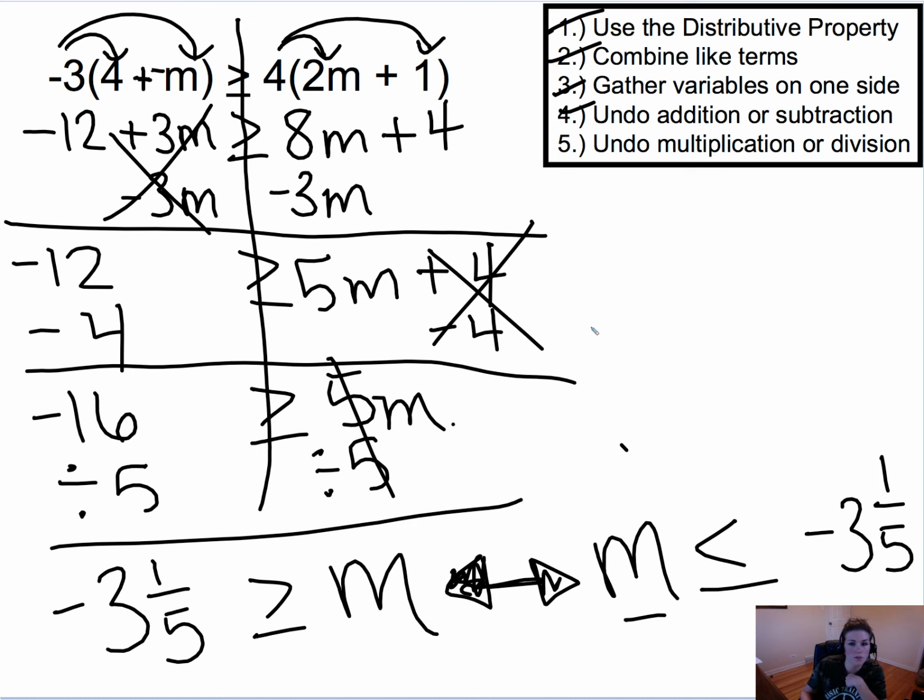All right, that's all the examples for solving multi-step inequalities.